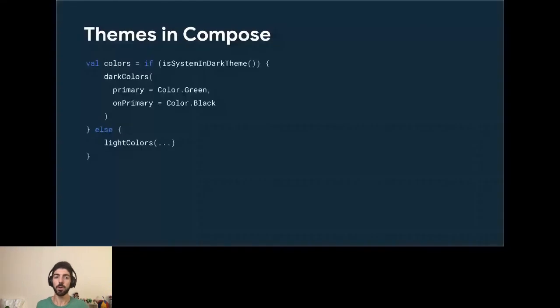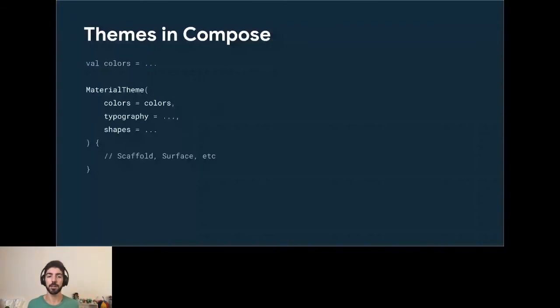And then these colors you can pass to a material theme, which is another composable. And basically, this is how you would create a compose theme yourself from scratch. You call the material theme if you want to extend from it, and then you can pass in colors, typography, and shapes. And then inside it, you can call other composables that will use the theme declared above.